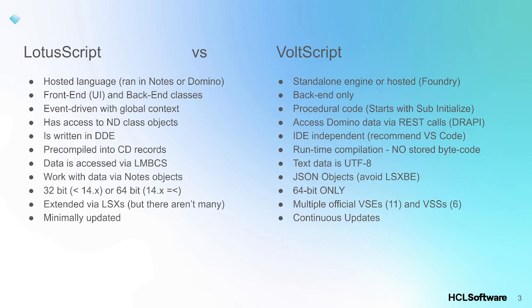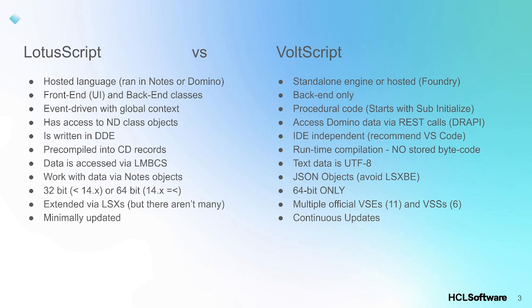LotusScript works with data via Notes objects, whereas in VoltScript, it's a little more generic. We use JSON objects, and we've got a bunch of helpers that help you work with JSON pretty easily. We don't recommend, by the way, trying to use the LSXBE libraries to access Notes data, and we'll cover that in a future video. LotusScript began 32-bit for most of its existence. There's now a 64-bit option in version 14 and later, whereas VoltScript is strictly 64-bit only.